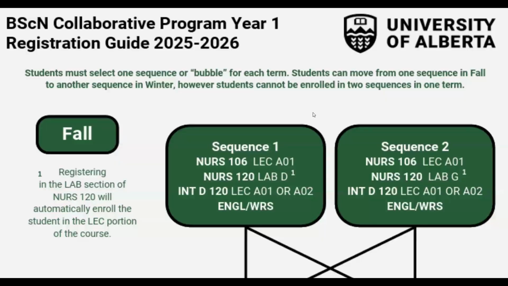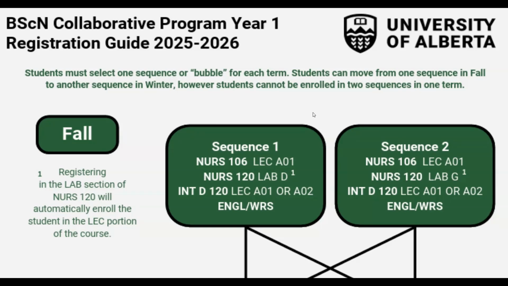Here's an example of your program guide, the program guide for the collaborative program. As you can see here, there are 2 sequences. The sequences just relate to what sections of the classes you'll be in. If you decide to do sequence 1 for your fall term, you don't have to follow sequence 1 for your winter term. You can mix and match.